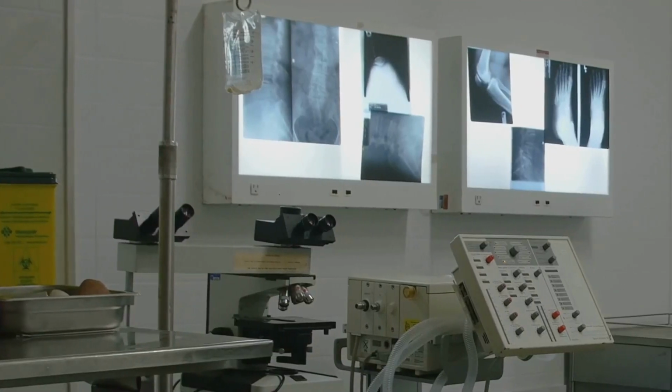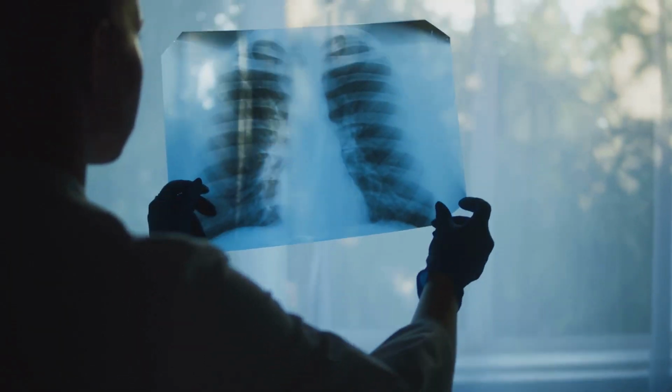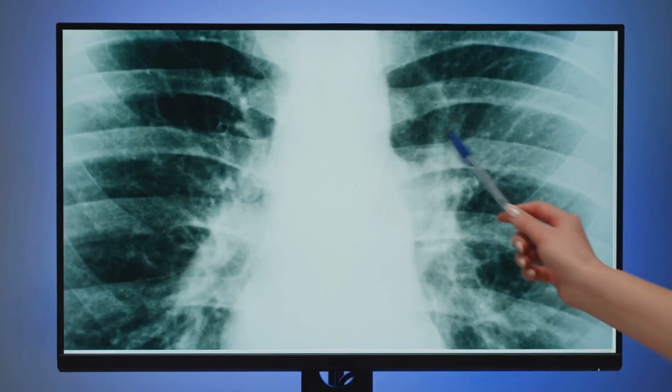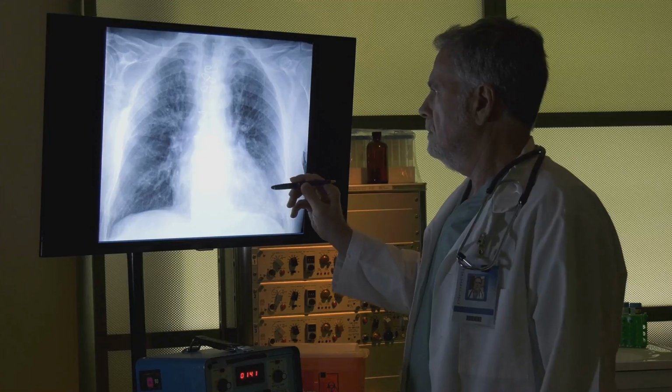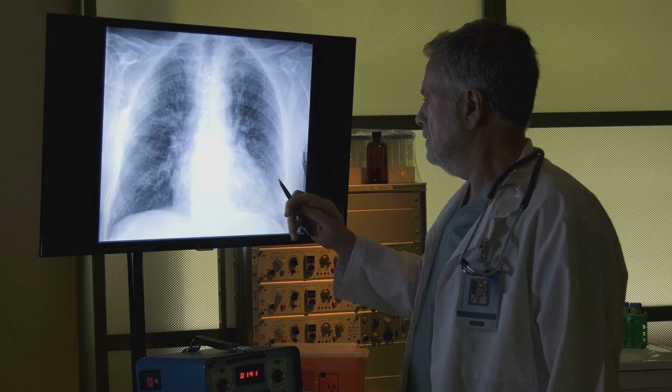The chest X-ray provides more clues. It reveals hyperinflation of his lungs. This means his lungs are overfilled with air. The X-ray also shows flattened diaphragms. Flattened diaphragms are often seen in certain lung diseases.